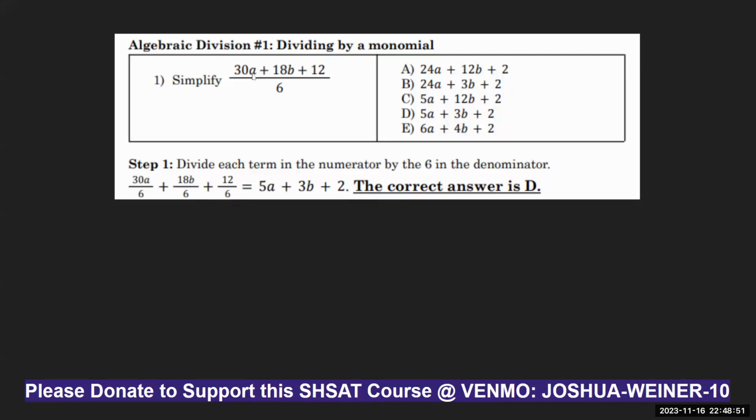So simplified, it's like we had this amount and we scaled it into 6 different groups. Each group would be 5a plus 3b plus 2 units. The correct answer was D, 5a plus 3b plus 2.